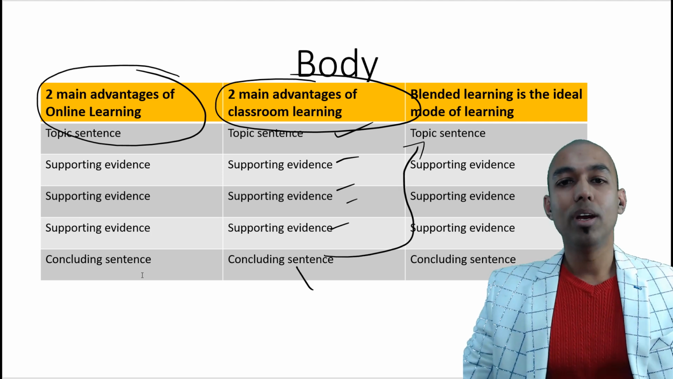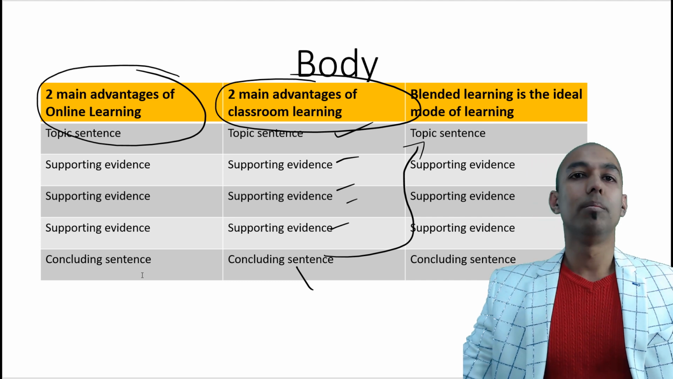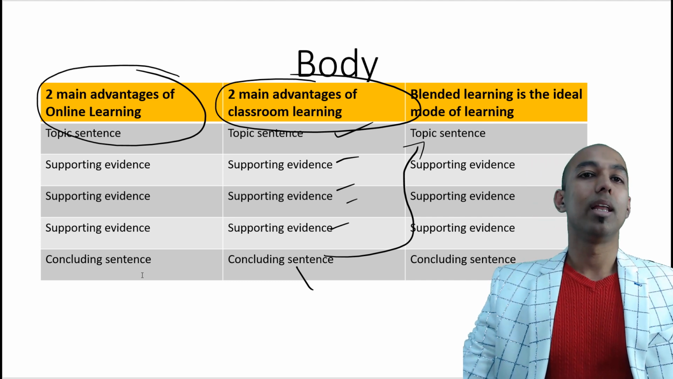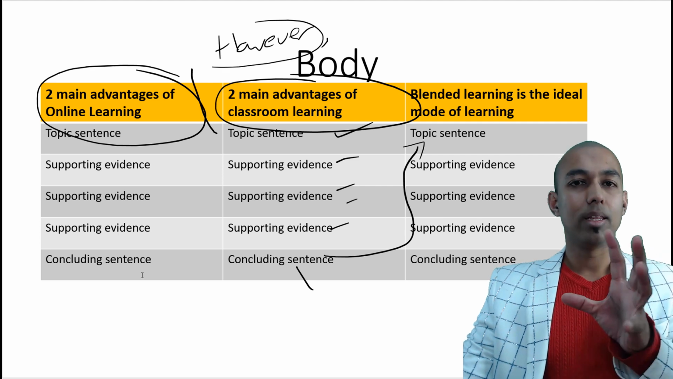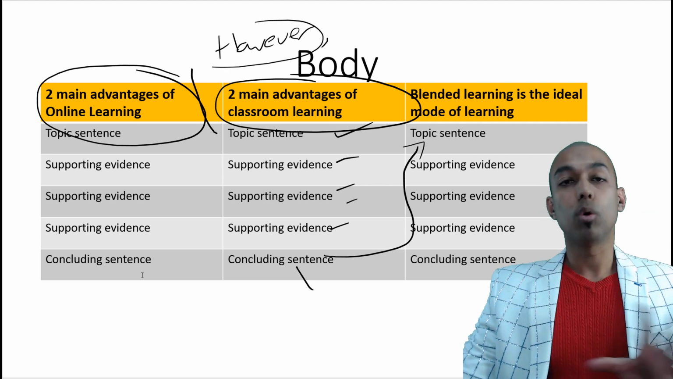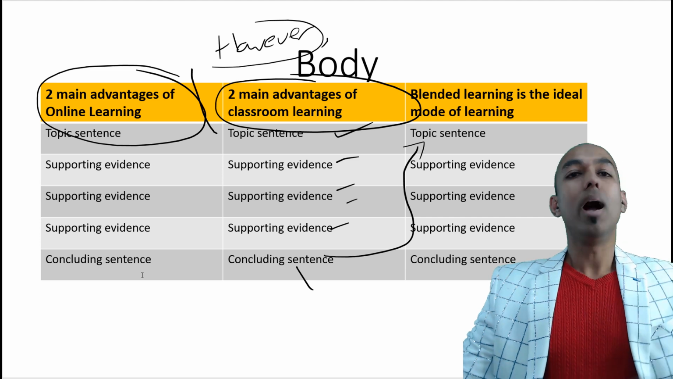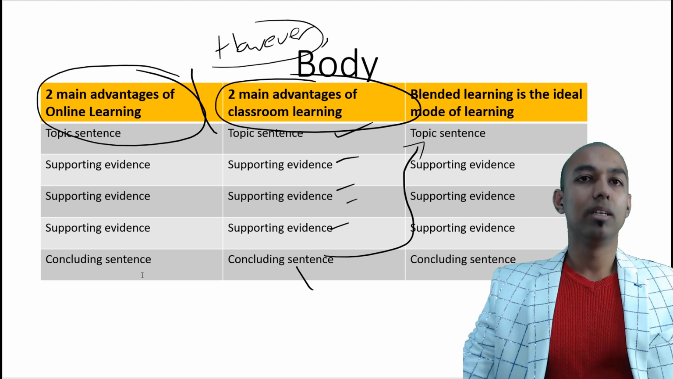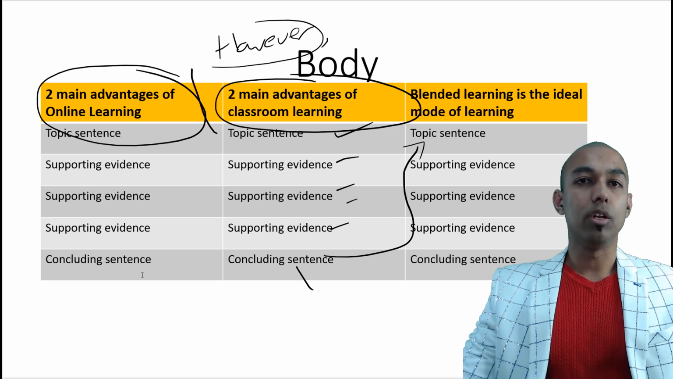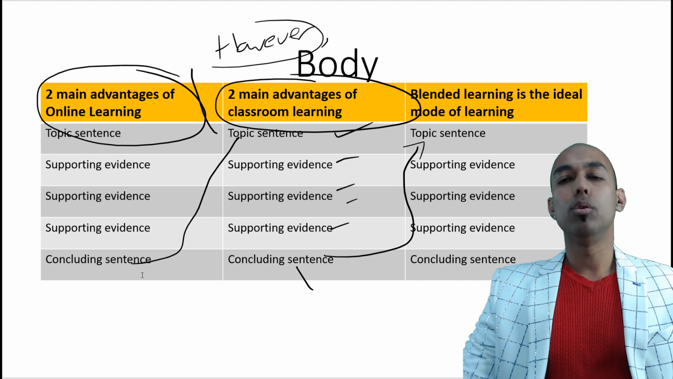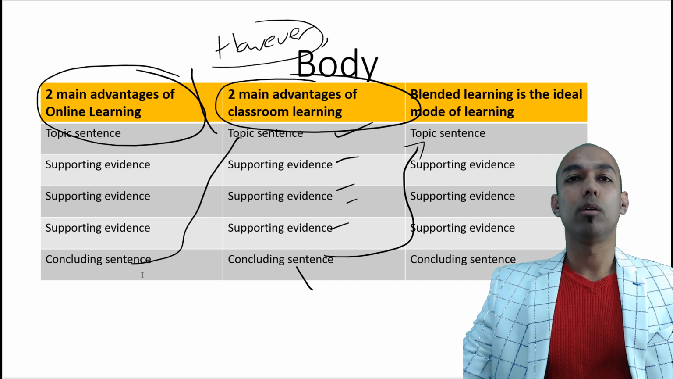This is where you have sentences like "however," right? Things like linking words or words that connect different ideas or compare and contrast, right? While there are many advantages of online learning, there are unfortunately also disadvantages of online learning, right? Things like that. You link these two there. This is how it's going to look like.